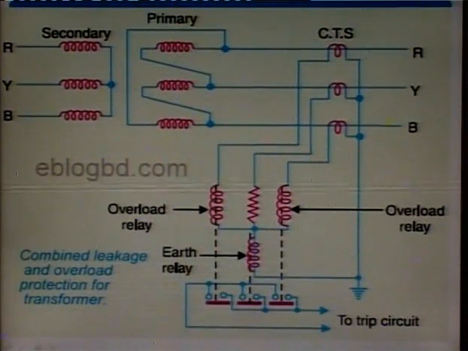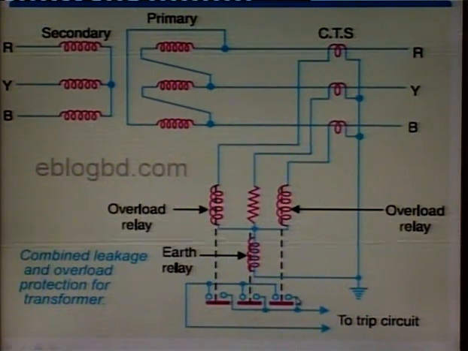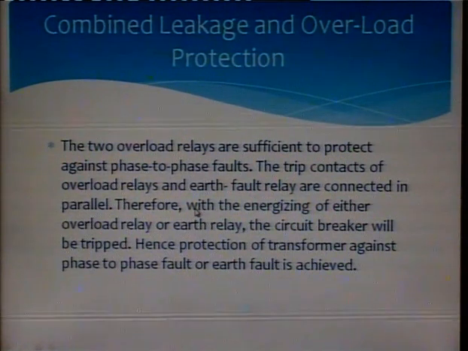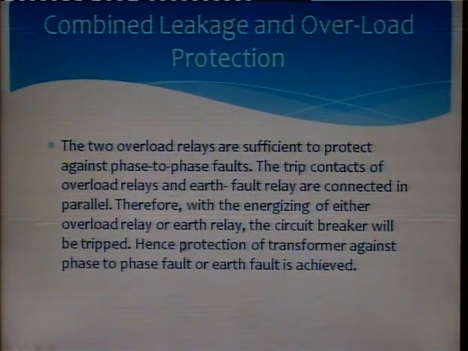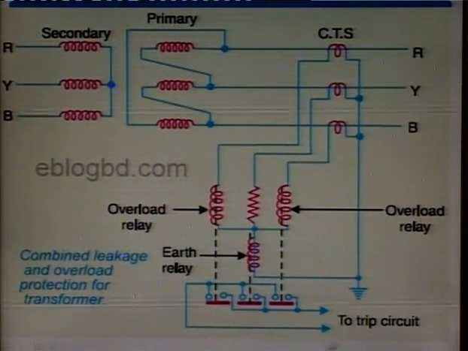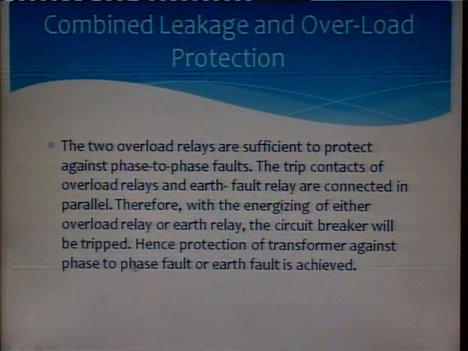So see, I have connected the trip contacts. Now these are connected in parallel. Therefore, with the energizing of either overload relay or earth relay, the circuit breaker will be tripped. So whenever there is an earth fault, or you can say phase to phase fault, then this circuit breaker gets tripped. Hence protection of transformer against phase to phase fault and the earth fault is achieved.